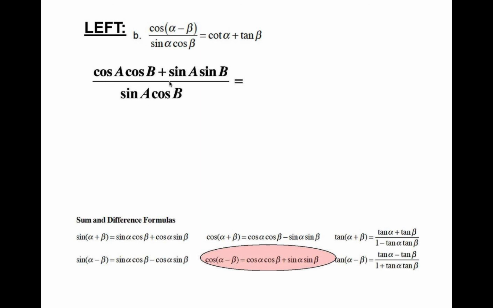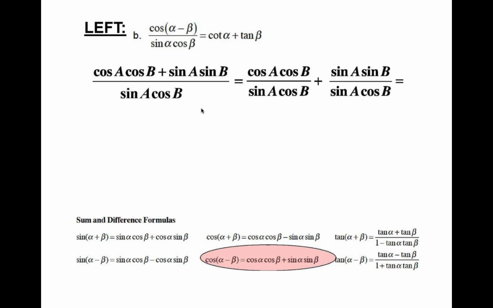So we're dividing the first term by sine A, cosine B. So that'll be cosine A, cosine B over sine A, cosine B. Plus, now I'm dividing the second term by this. So it's going to become sine A, sine B, also being divided by sine A, cosine B. You can only do this when the plus is on the top of the fraction. If it's on the bottom of the fraction, it doesn't work. You can't split them up if that's the case.